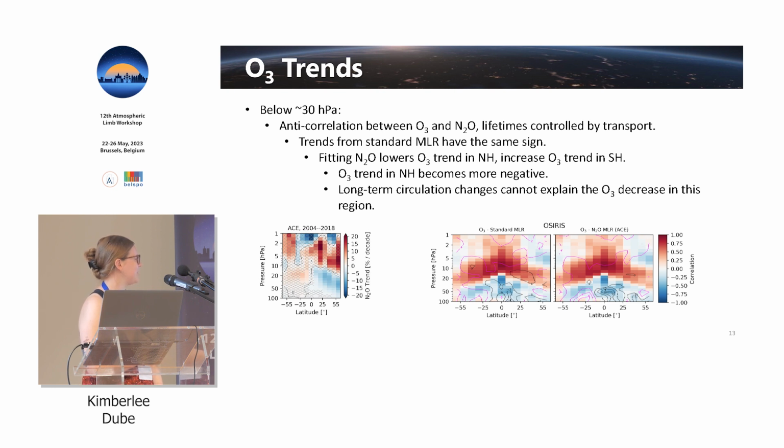On the other panel here, this is the trend from the N2O MLR, so we don't have this black contour region anymore. There's a little bit of zero trend here. So in this region, we can say that long-term circulation changes that are accounted for by N2O do explain the ozone decrease.